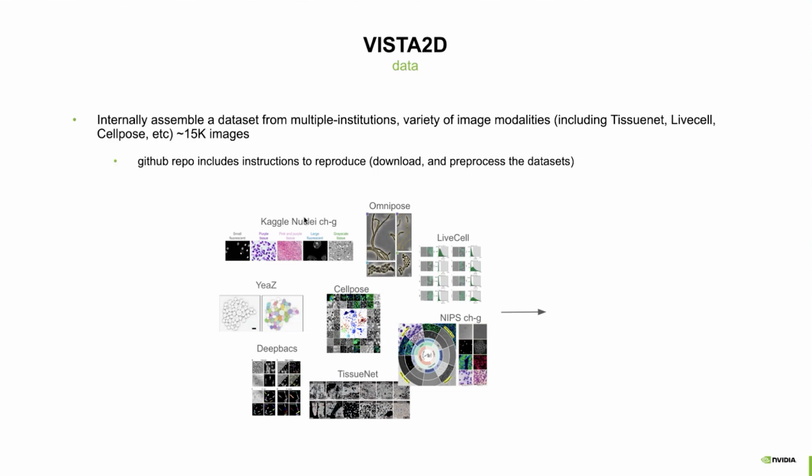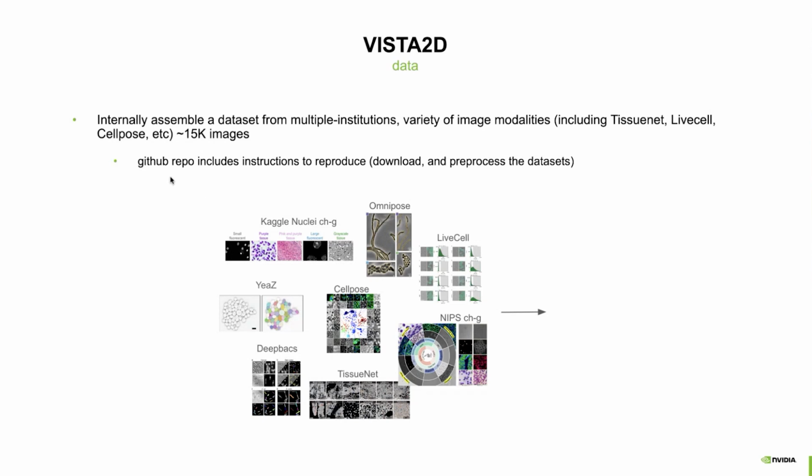including the Cellpose data set, different challenge data sets, and different public data sets. TissueNet is a very nice, larger data set that includes different tissue from different organs, including breast and skin and prostate. And there is a variety of different modalities: grayscale images, color images, multi-channel images.